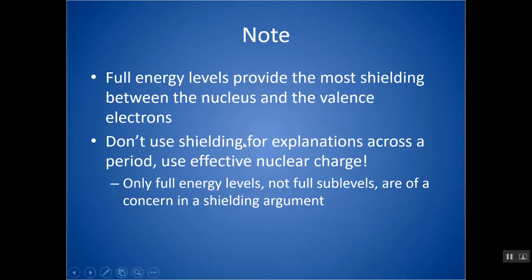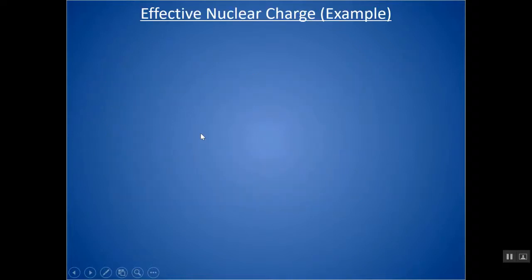Just as a note, if you have electrons in the same energy level, like I said before, they are not going to shield each other. So you're only counting inner electrons. If we're talking about 3s and 3p, we're not going to consider 3s shielding 3p. They are all in the same energy level. They would not shield each other.